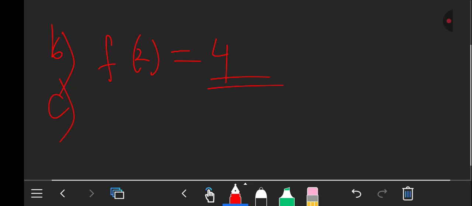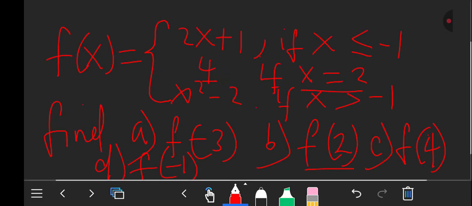Then part C, what we are finding is f of 4. For f of 4, we need to check which one includes 4. For the first one, the domain is just for the x values less than negative 1. The second one is when x is equal to 2. And for the third one, it is when x is greater than negative 1. And we can see that positive 4 is greater than negative 1. So that is the function we're going to use.